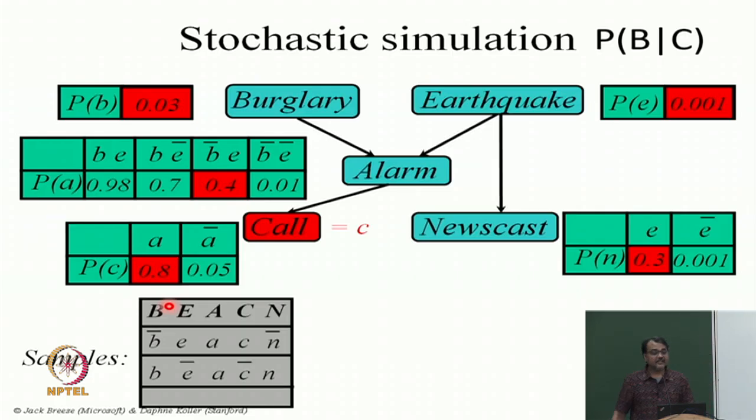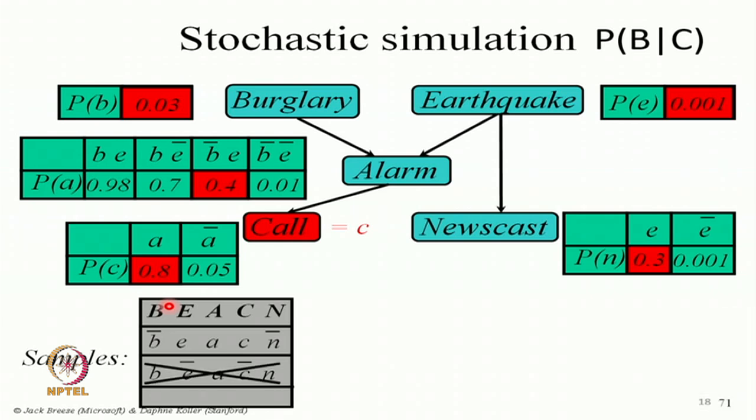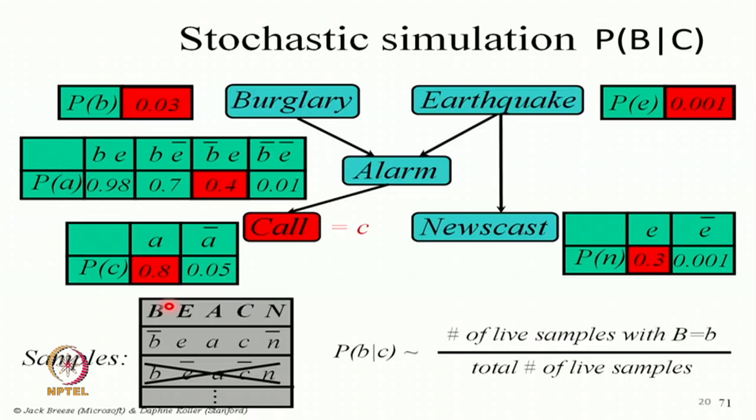Similarly, if we get this other sample, is this relevant to us? No, we do not care for this. So, we get rid of this. And so, then we want to finally compute the probability of B given C, that can be computed as the number of live samples where burglary was true, divided by the total number of live samples. We have already rejected all the samples where C was false. This is called rejection sampling.